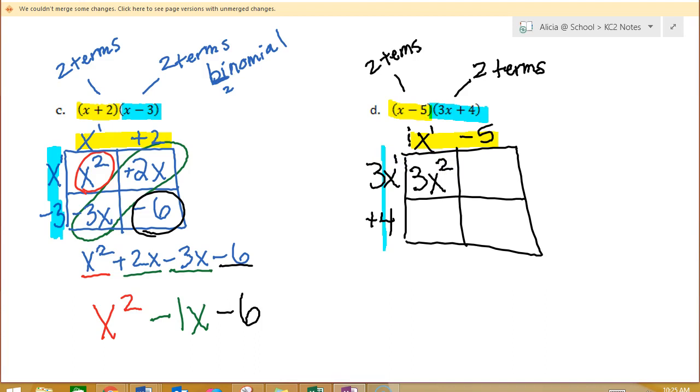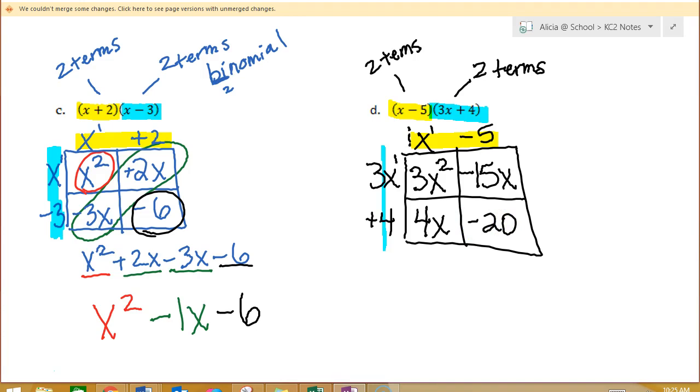Next box, 3x times negative 5 is going to be a negative 15x. 3 times a negative 5 is negative 15. 4 times x is a positive 4x. Positive 4 times a negative 5 is a negative 20.